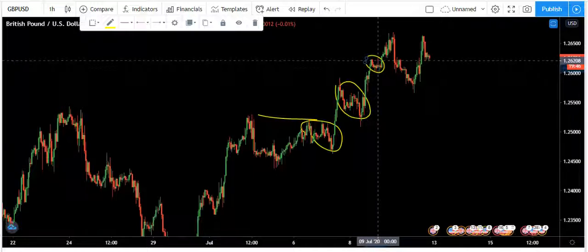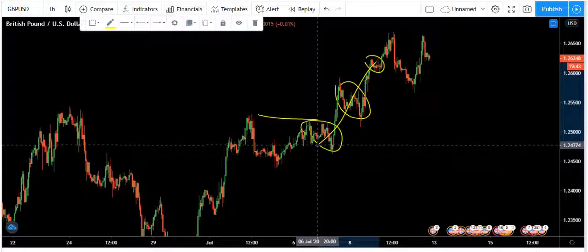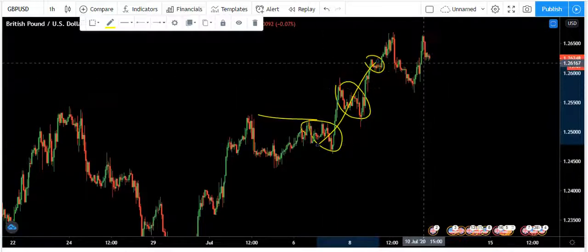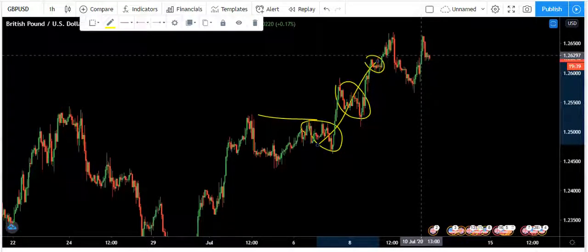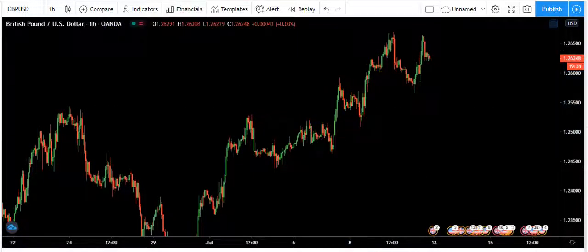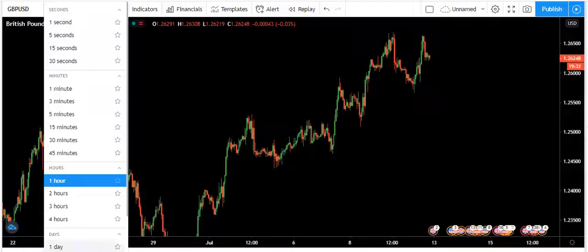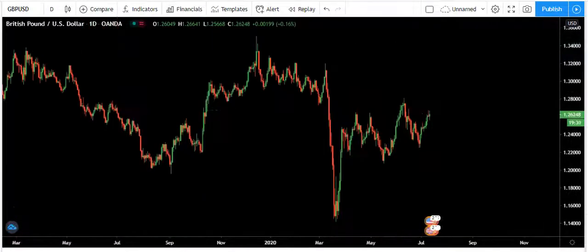I hope any traders, if they got any of these three trades, know how to manage it, and at least move the stop loss to break even because of the weekend. Okay, now we want to see how next week we can trade this pair.